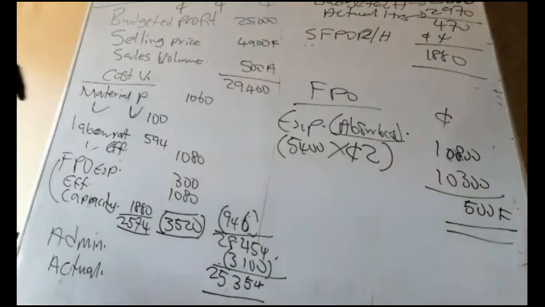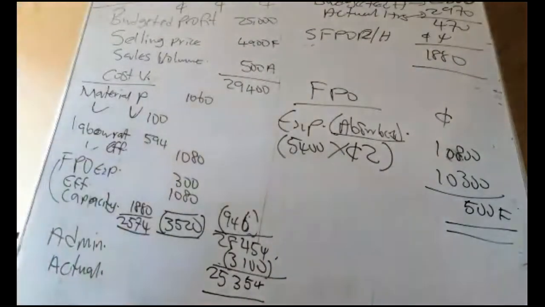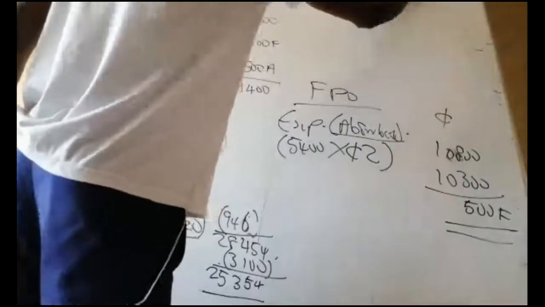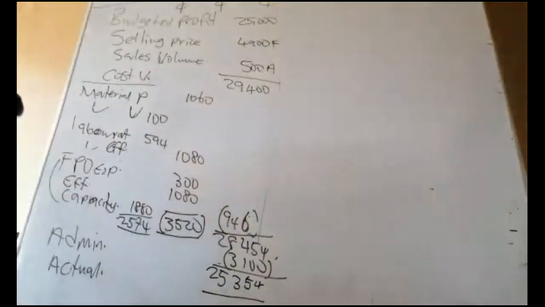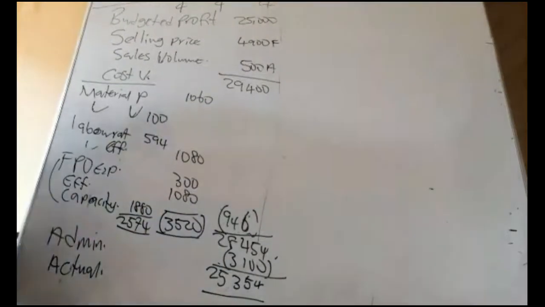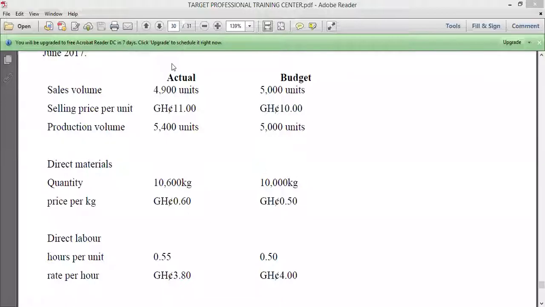But that's not part of the game. When you are done like this, this is the end. Qualify for your 15 marks. But if you want to confirm whether this answer is true or not, calculate the actual profit. If you calculate the actual profit and you get 25,354, then it's the same. So you confirm and see quickly. The actual sales is 4,900 by selling price of 11.